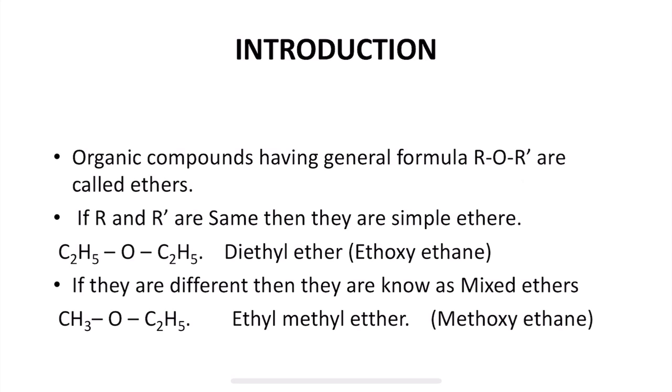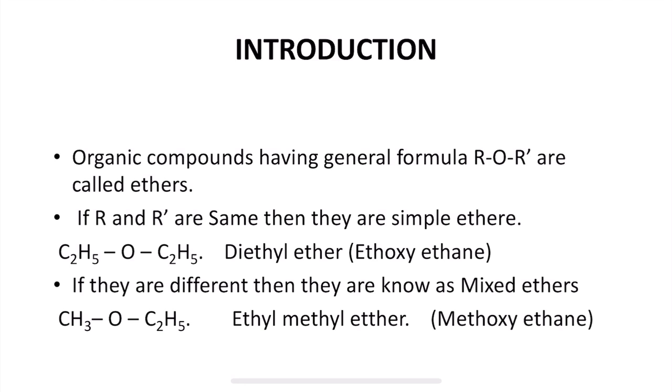So how are ethers formed? When two alcohol molecules react under the proper conditions, they produce compounds with the general formula ROR dash. The ethers are named by naming the radical on either side of the oxygen atom and adding the word ether. Okay, so in this way we are going to name them.